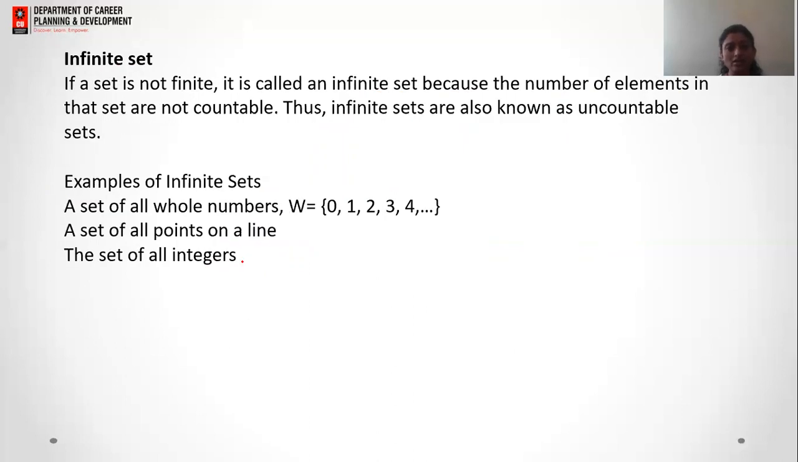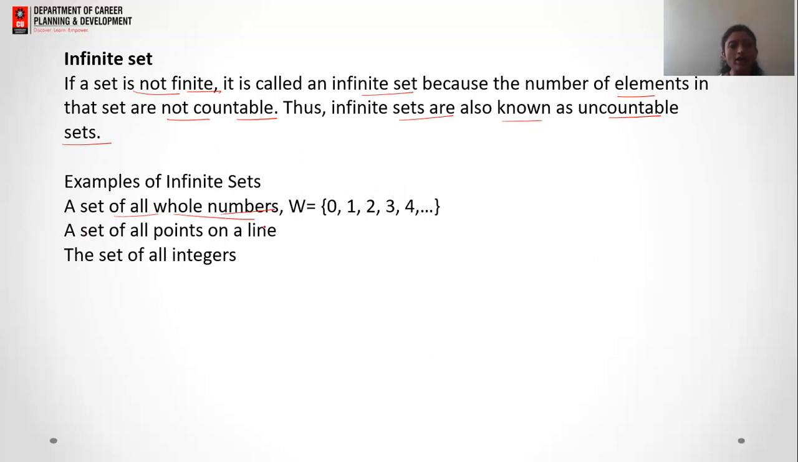Now, what is an infinite set? If a set is not finite, not countable, uncountable, that is called an infinite set, because the number of elements of that set is not countable. Thus infinite sets are also known as uncountable sets. For example, the set of whole numbers 0, 1, 2, 3 and so on. As we know, whole numbers are uncountable, so that comes under an infinite set.